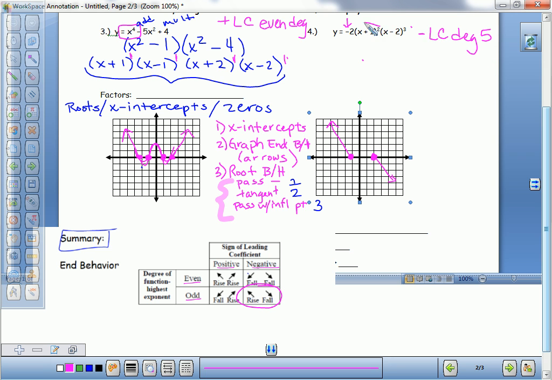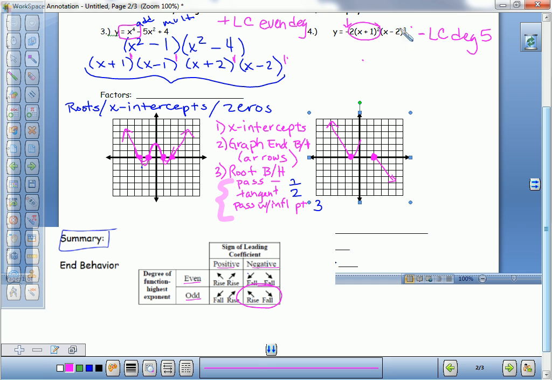Now, the factor -1 is squared. So when it's squared, it's tangent at that point. So this one right here was squared, so it's going to bounce back. It will not go to the other side of the x-axis.